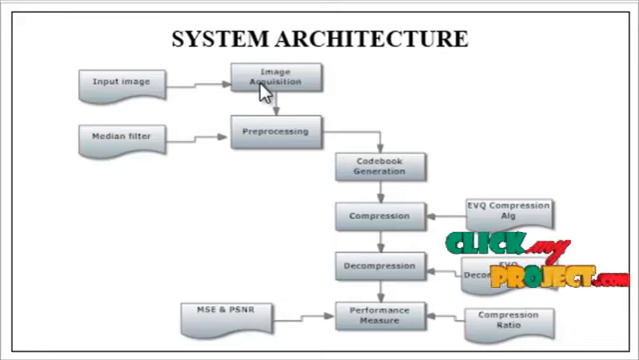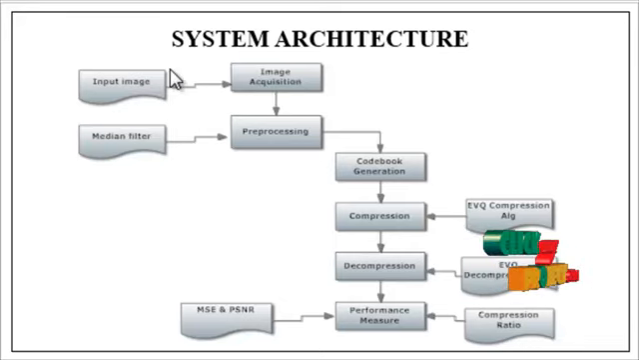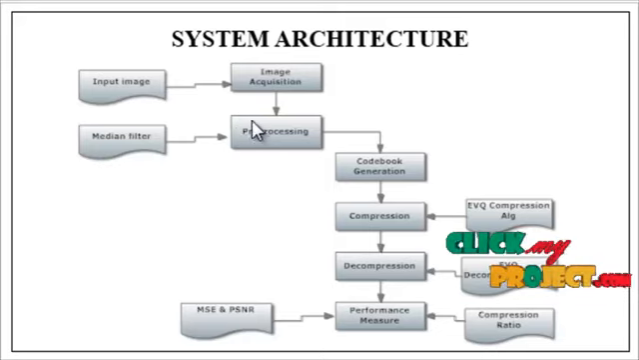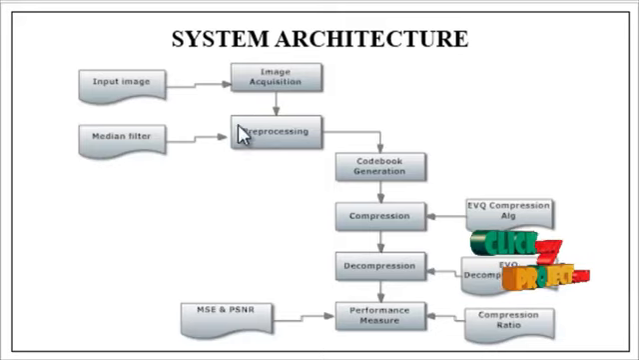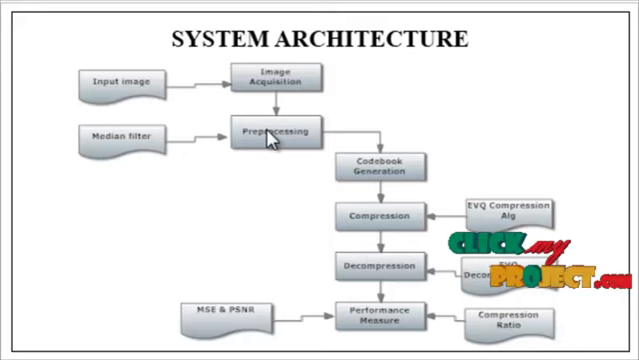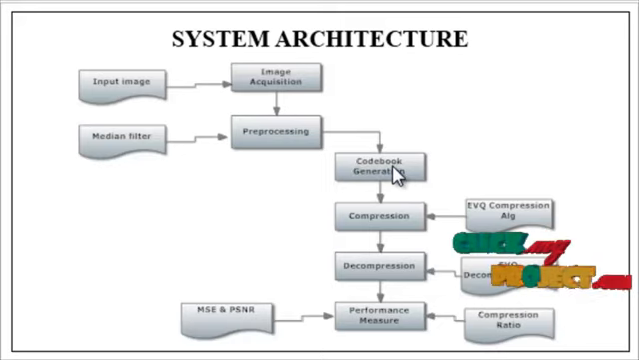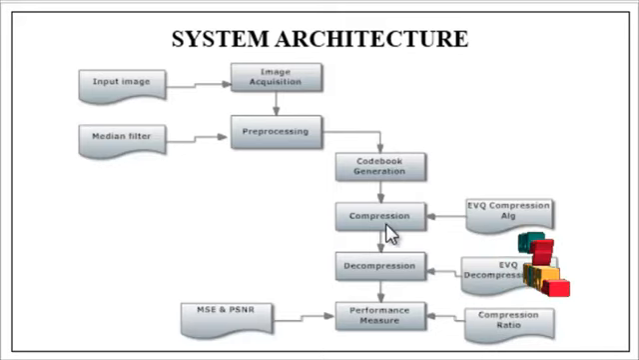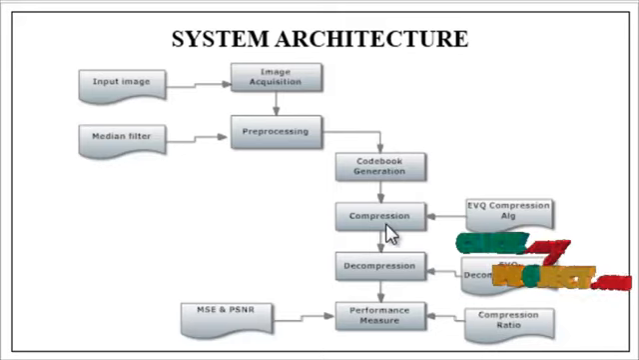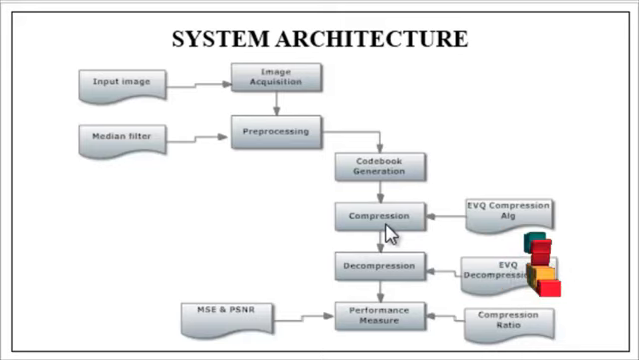First is image acquisition. Here we take one input image, then pre-process the input image. Here we use the median filter for the pre-processing stage, and the imresize function is used for resizing the input image. Then the codebook is generated here using a random function. Then, once codebook generation is done, it goes for compression.